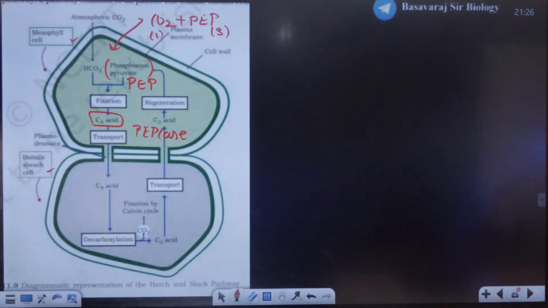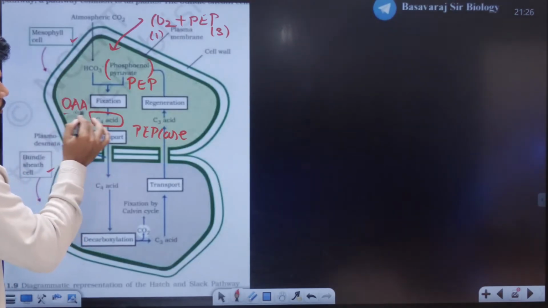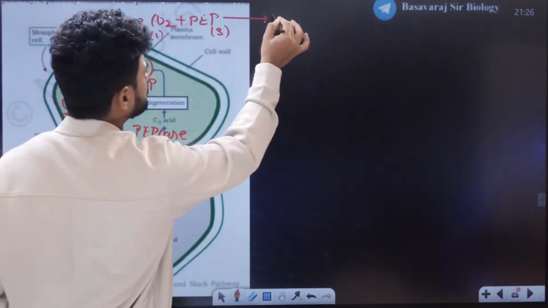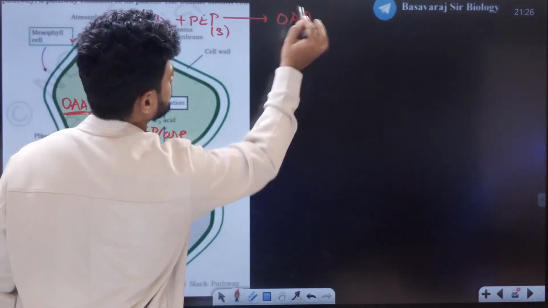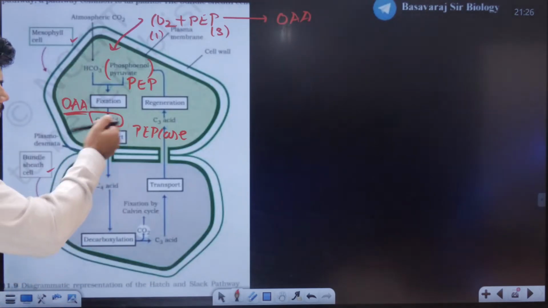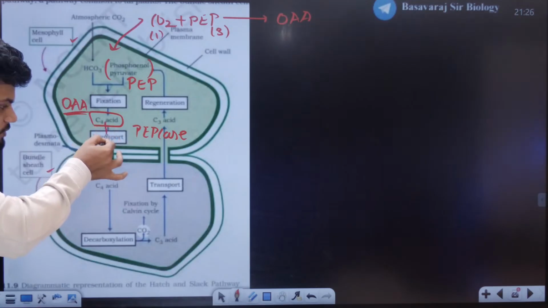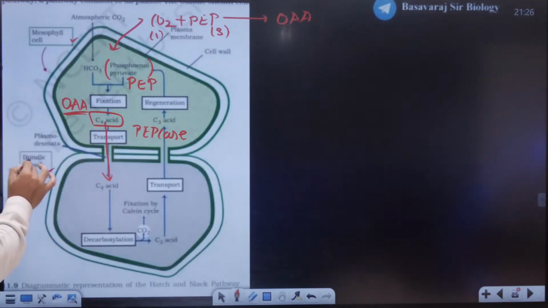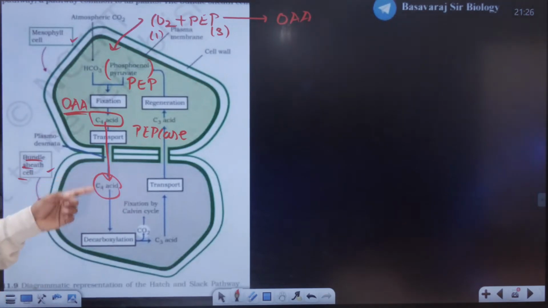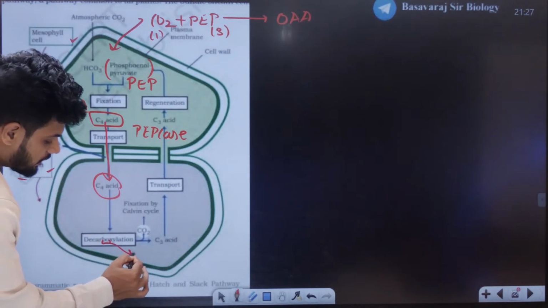C4 acid, that is OAA. OAA is the first product. What is OAA? Oxaloacetic acid. So CO2 plus PEP will give you OAA, oxaloacetic acid. It gets converted to an acid called as malic acid. Malic acid is transported to the bundle sheath. Now malic acid undergoes decarboxylation.